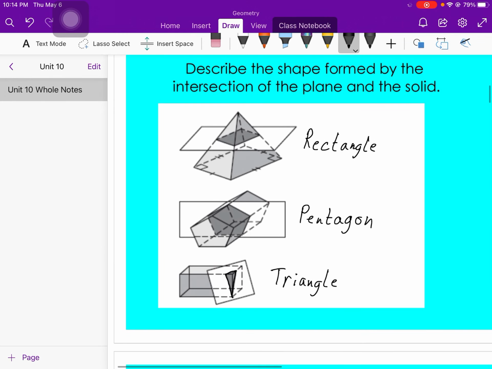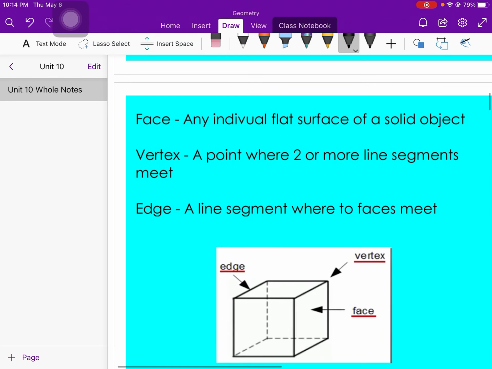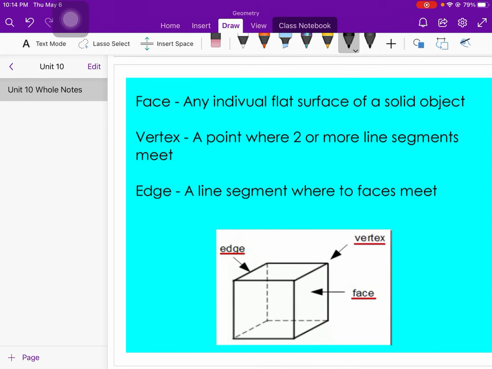All right, so that's the cross sections. Really not too bad, just looking at the picture, imagining what you would get out of it if you were to slide a piece of paper through the object. The next part is some more vocab related to these polyhedrons.